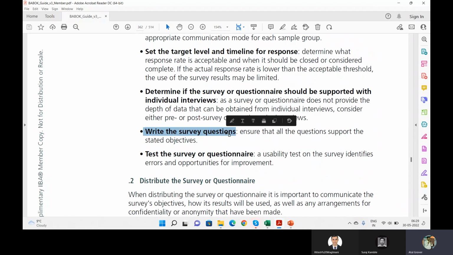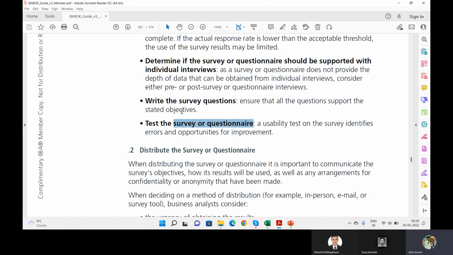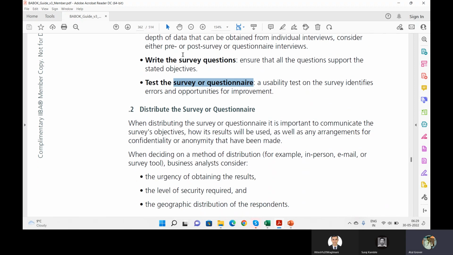Write the survey questions and test the survey and the questions. These are the things which have to be taken care of in the survey part. In our journey, it takes 2 to 3 months or even 4 months just to do this part of the journey which I'm talking about. It's a very long process and a very important process in our research area.